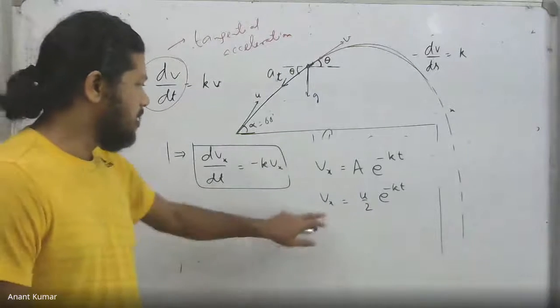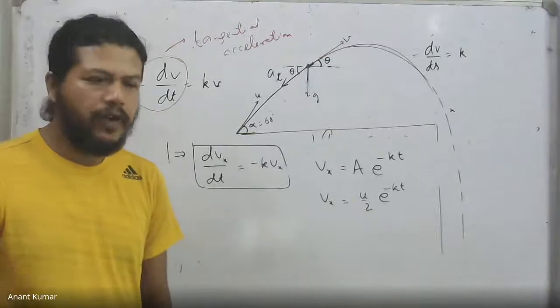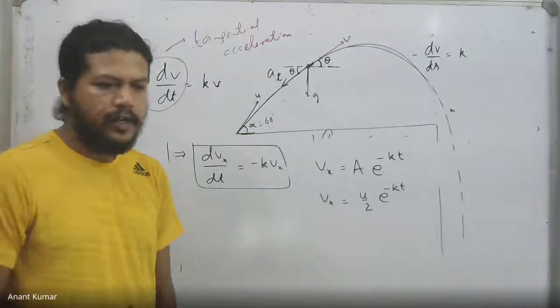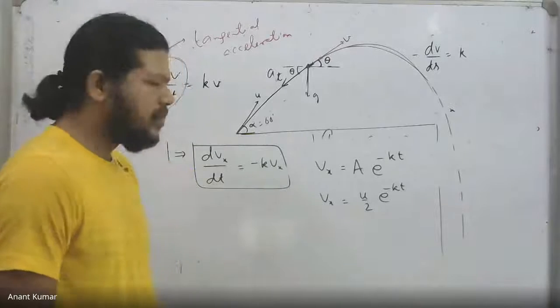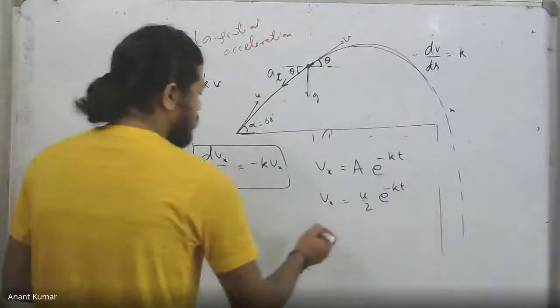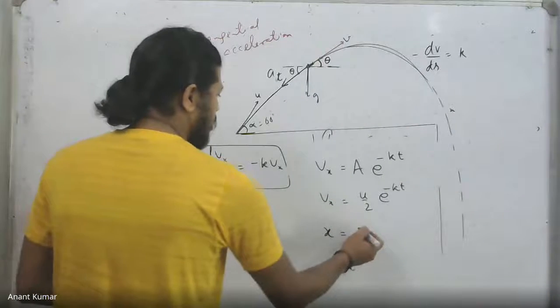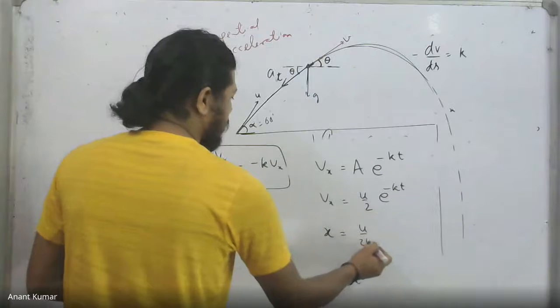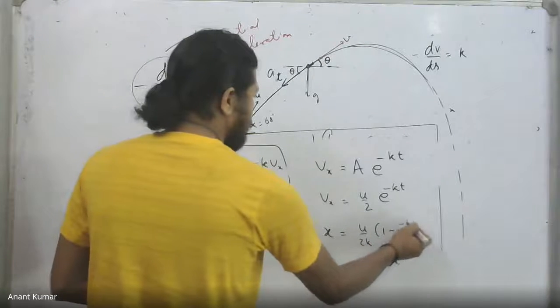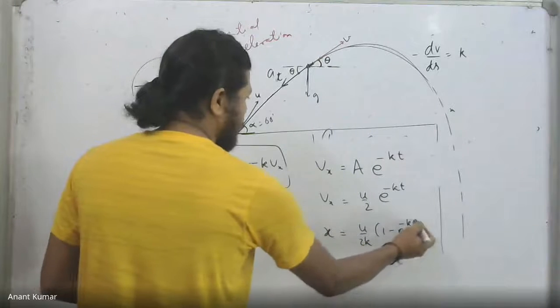I mean, Vx is this one, so once I get the x velocity, I can find how x varies with respect to time, isn't it? I can do that. In this case it is simply a matter of integration. It turns out that if I figure out the displacement or position on the x-axis, it is something like u by 2k into 1 minus e raised to the power minus kt. That is how the position changes along the x-axis.